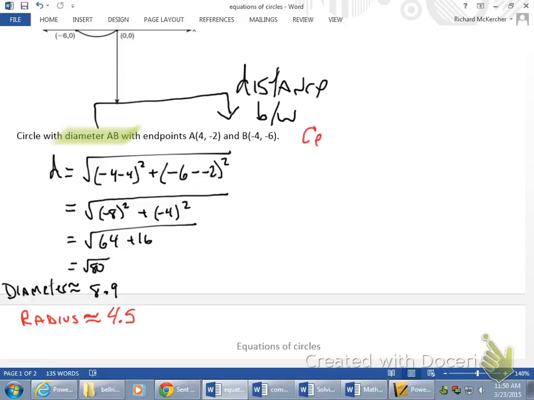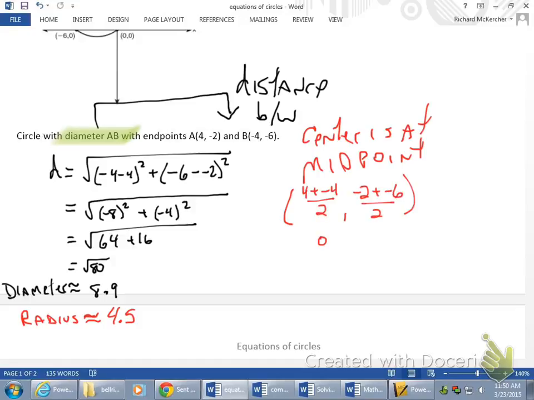So now I know the radius. The center, if these are the end points of the diameter, then the center has to be exactly halfway between those. So the center is going to be at the midpoint. So again, here's another Math 1 formula. So I'm going to use the midpoint formula now. And of course, the midpoint formula is when you add the two x's, x1 plus x2 divided by 2, y1 plus y2 divided by 2. And now I know my h and my k. So I can fill out my equation of my circle.